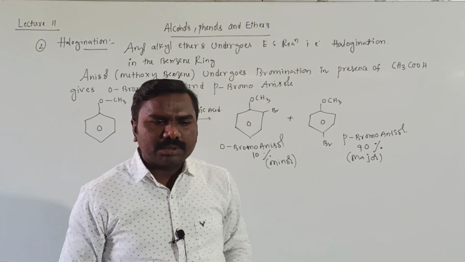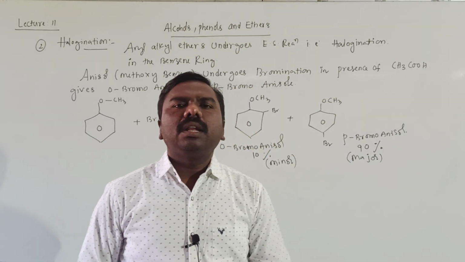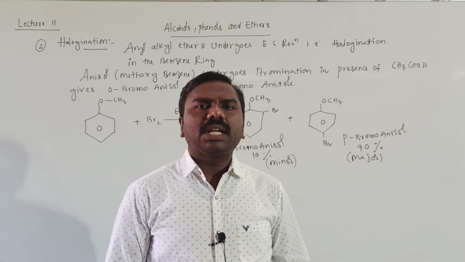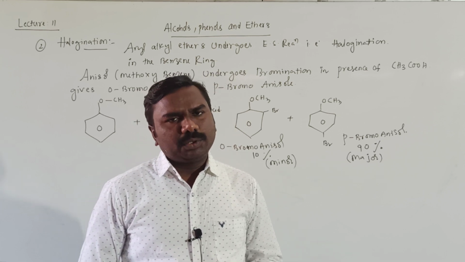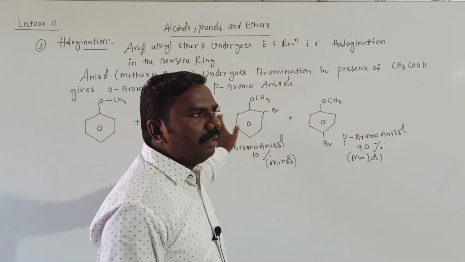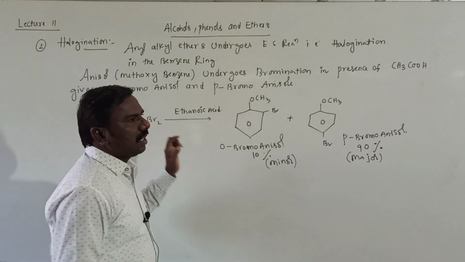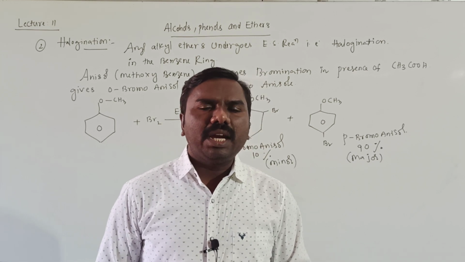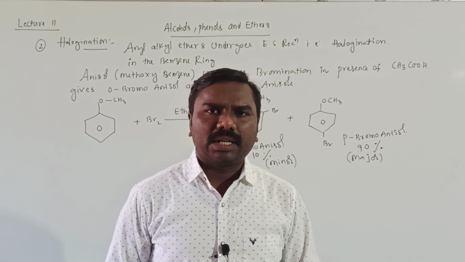Generally, electrophilic substitution takes place in the presence of a Lewis acid as a catalyst. The Lewis acid is used to generate the electrophile, which attacks at the ortho and para positions. But in this case, I didn't use a Lewis acid as a catalyst because OCH3 is a highly activating group that generates the electrophile by itself, so there is no need to take a Lewis acid as a catalyst.